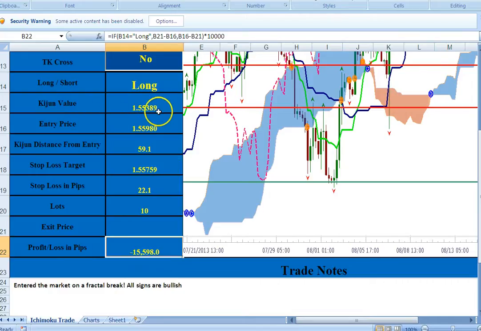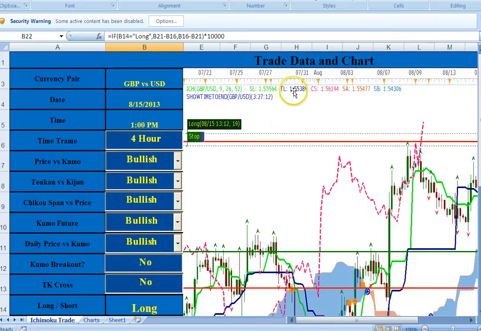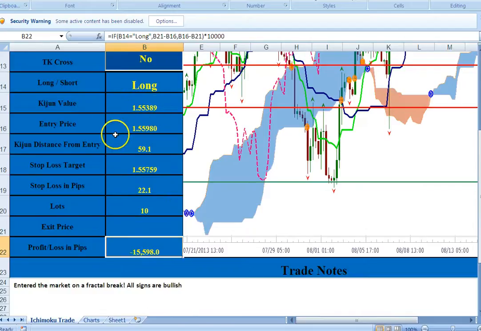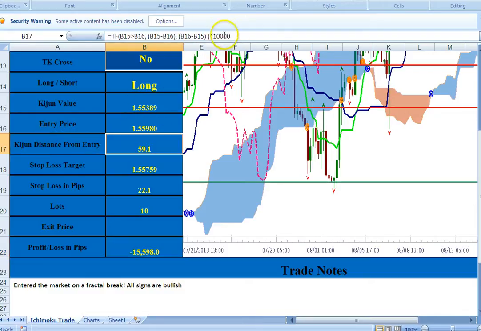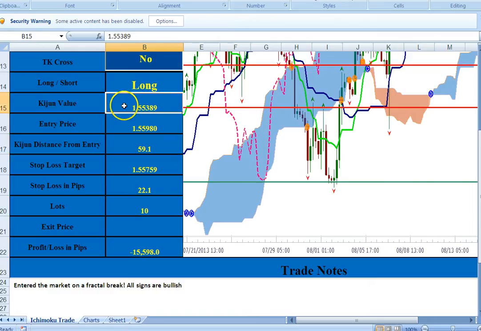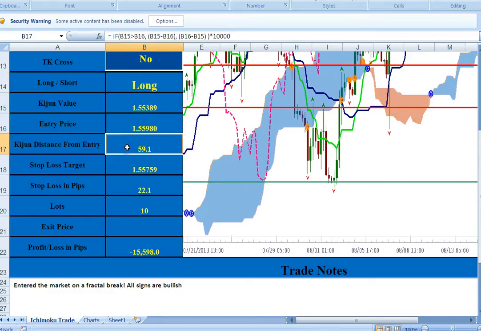Then you got your Kijun-sen value right here. It tells you where you are. You just put that in here. You got your entry price, what that is. And then this will tell you your distance from your Kijun-sen once you put that in, because I have the formula there, which is that right there. There's my formula for that. So if you see that on the screen, you can copy that and make that yourself. So here's my Kijun-sen value, here's my entry price, and then here's my formula for calculating the distance from the Kijun-sen.